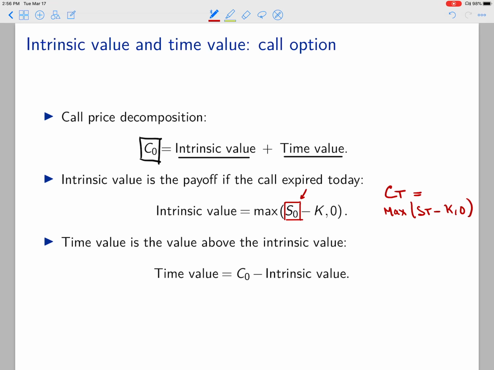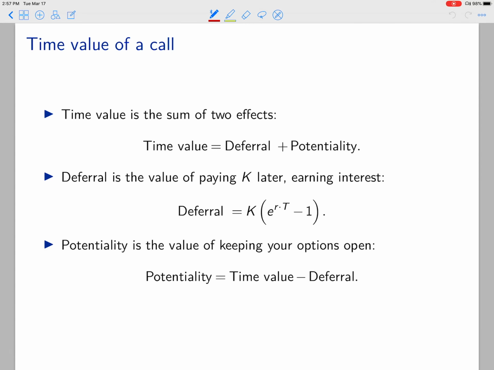What about time value? Time value is just the call's value above its intrinsic value. It's the portion of the call's premium that's attributable essentially to the amount of time remaining on the contract, the optionality. How do we calculate it? Just take the call price or the premium and subtract the intrinsic value. It's just the residual value. In most cases, the time value is going to represent the majority of an option's price. Therefore, we'd like to really understand what goes into this component a little bit better.